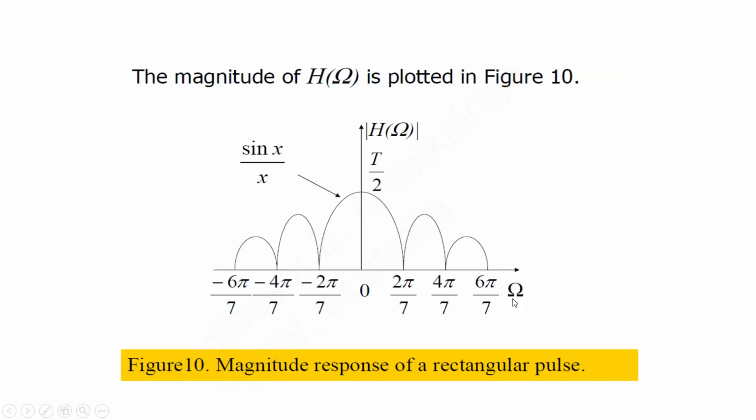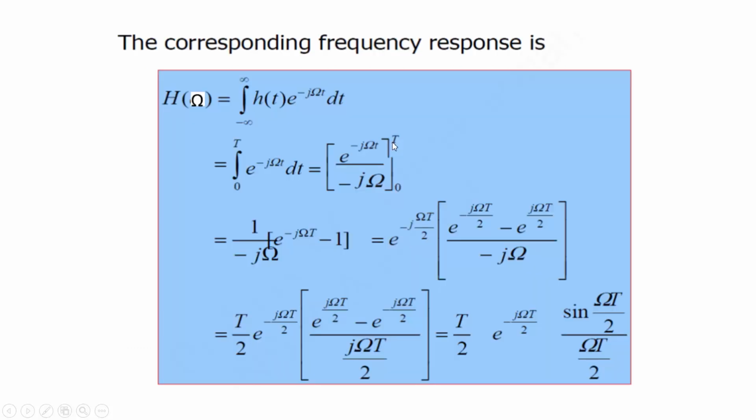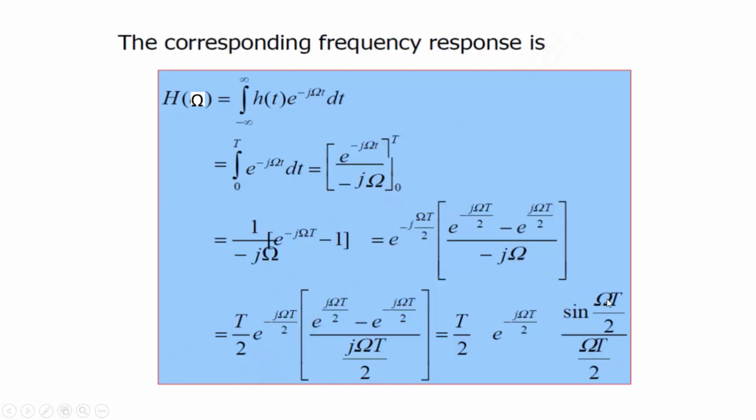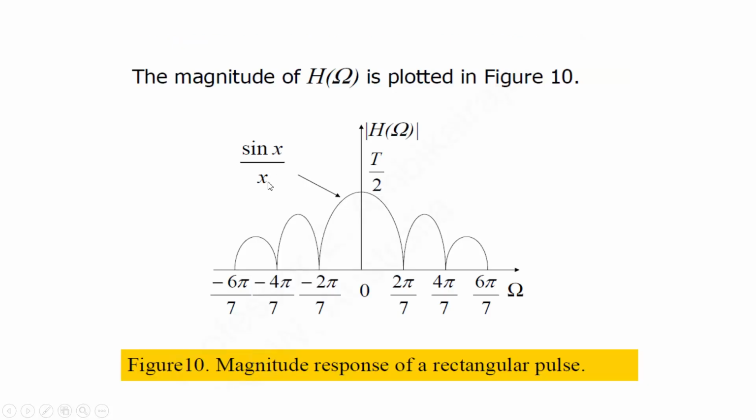Along the x-axis is big omega, that means the analog frequency. Along the y-axis is the magnitude response. If we plot this magnitude response, we will get these types of pulses. Now, this sin x by x is basically big omega times capital T by 2, divided by big omega capital T by 2. So x is basically big omega capital T by 2, and therefore we get the sin x by x expression. All right, so this is the magnitude response of a rectangular pulse in the frequency domain.